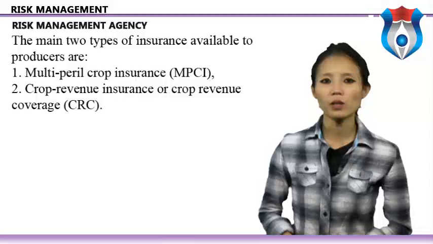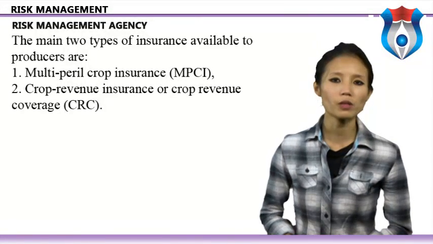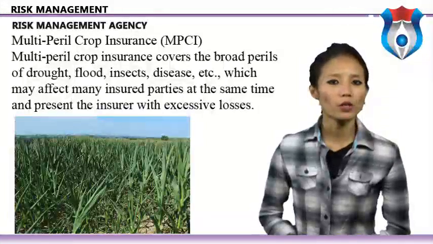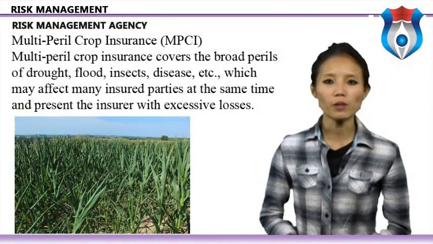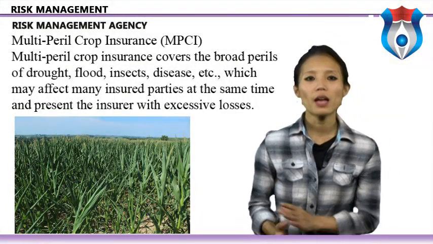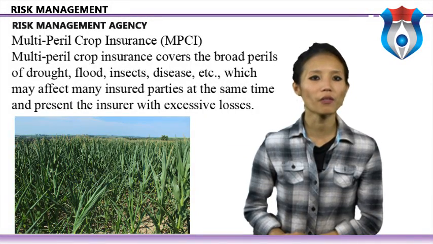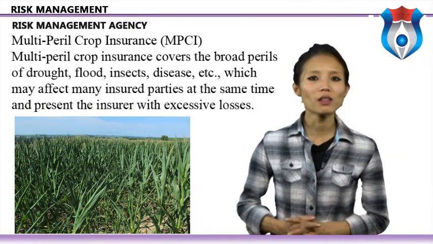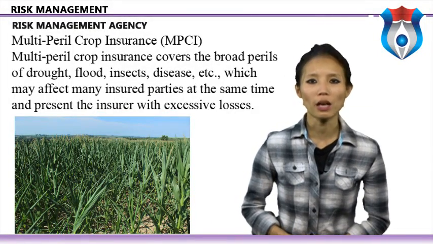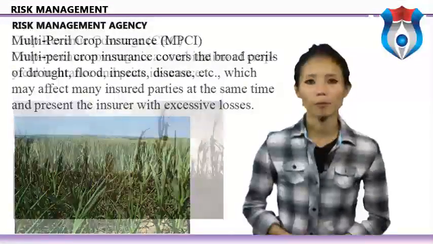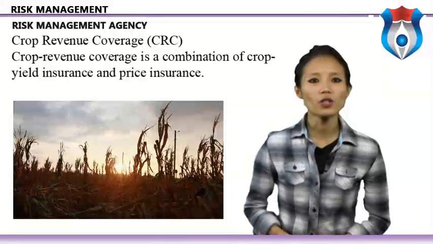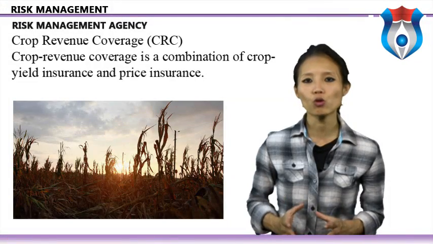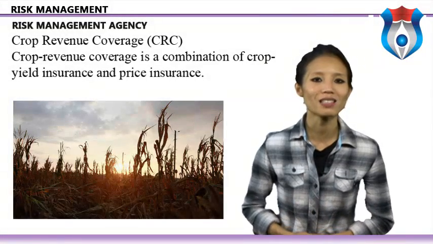The two main types of insurance available to producers are multi-peril crop insurance (MPCI) and crop revenue coverage (CRC). Multi-peril crop insurance covers the broad perils of drought, flood, insects, disease, etc., which may affect many insured parties at the same time and present the insurer with excessive losses. To make this class of insurance viable, the perils are often bundled together in a single policy, an MPCI policy. Crop revenue coverage, CRC, is a combination of crop yield insurance and price insurance. The policy pays an indemnity if the combination of the actual yield and the cash settlement price in the futures market is less than the guarantee.